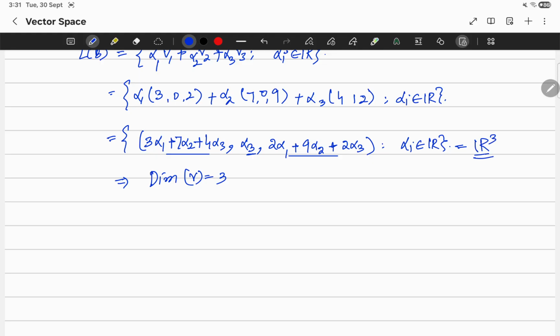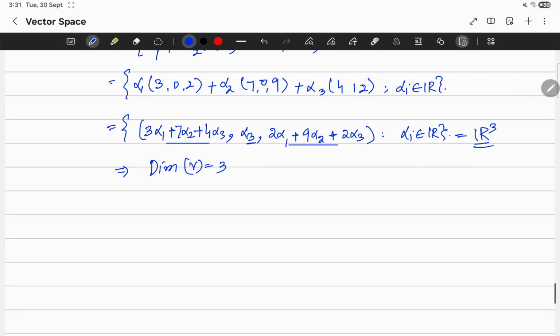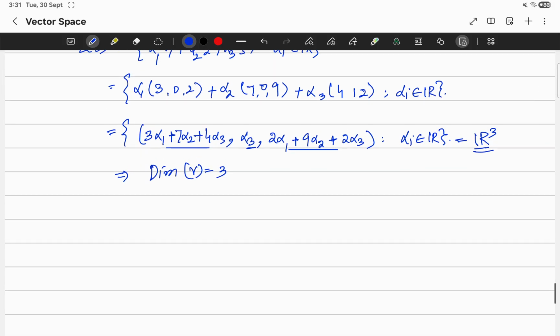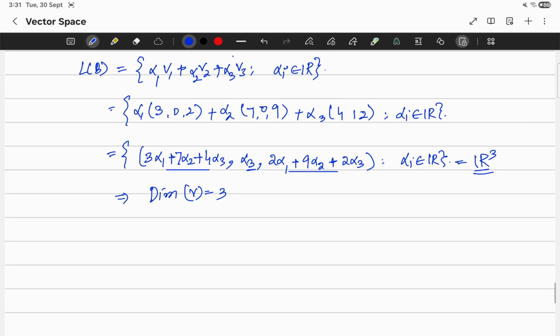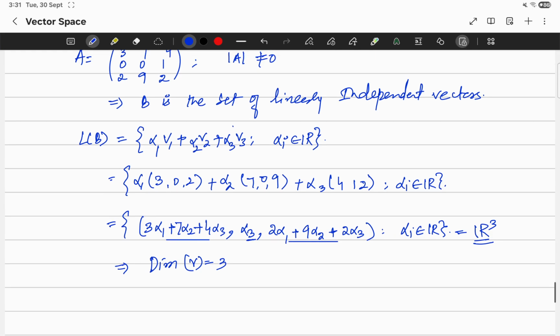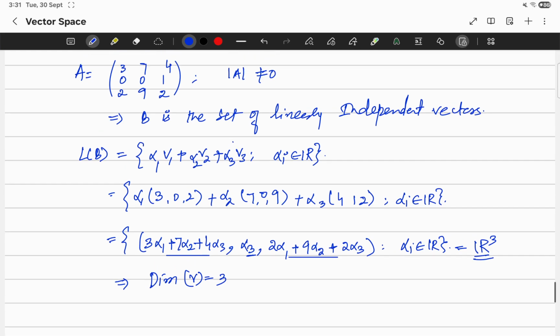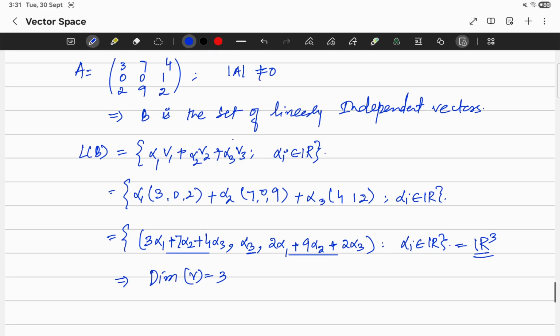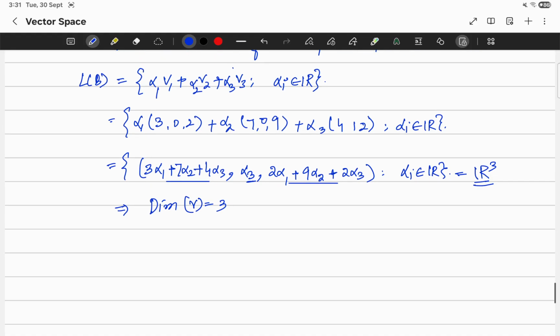Note here that the dimension of V is the number of non-zero rows in the echelon form. If you check the echelon form of this, the rank is equal to 3, and that is the dimension. So the dimension of V is equal to the number of non-zero rows in echelon form.